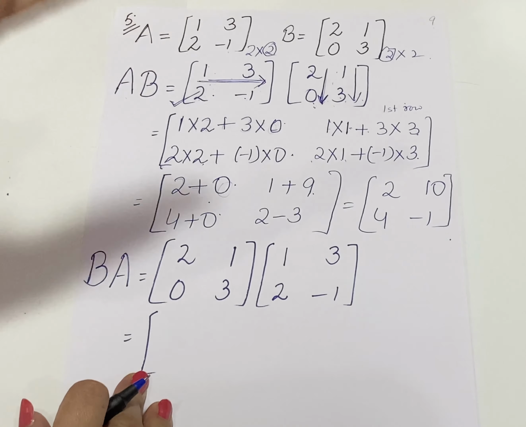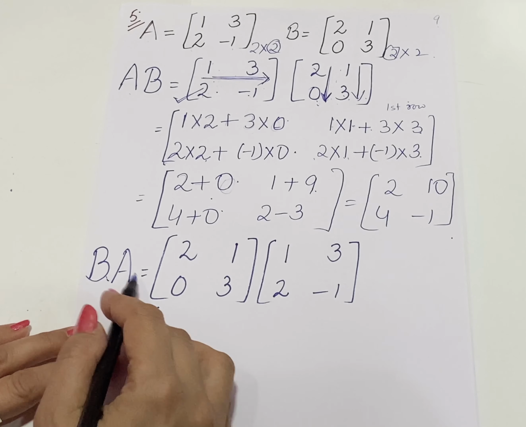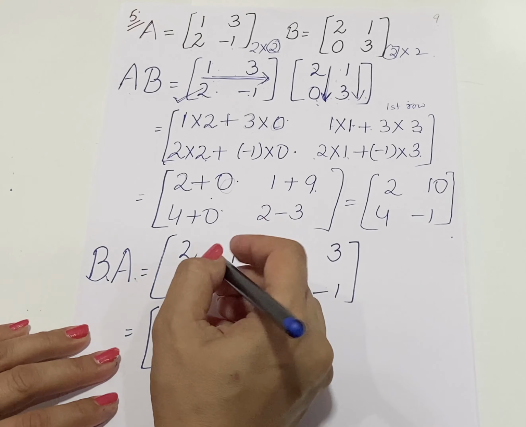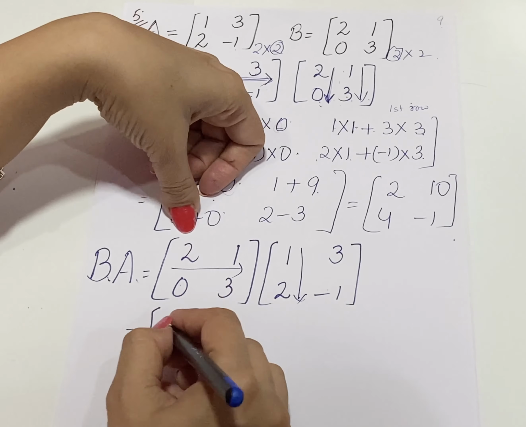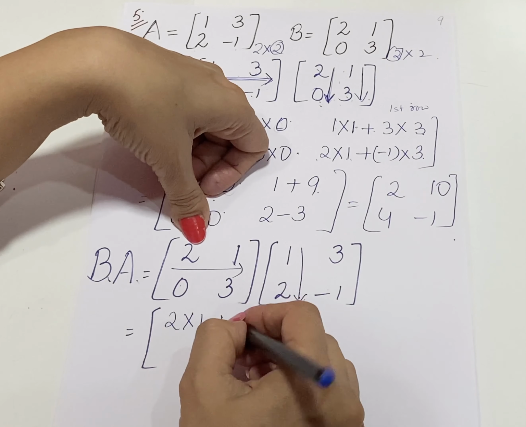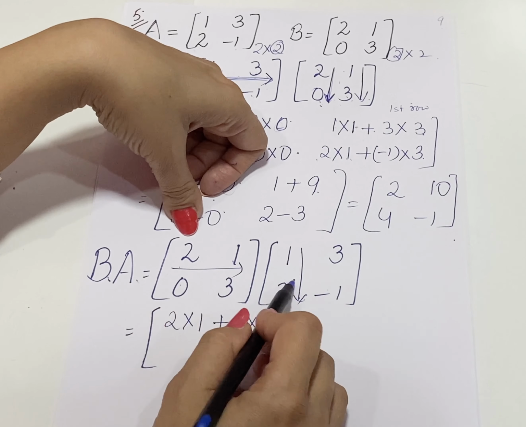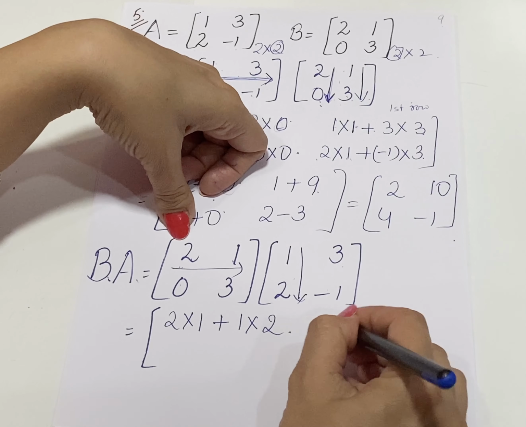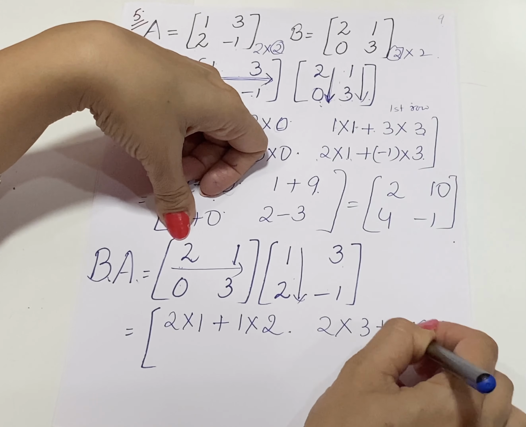Okay, now I am taking B into A. The same method is there, but it will be more clear to you. For B into A, the important thing is to first write matrix B, then write matrix A. Same, we are following first row, first column. So it will be 2 into 1 plus 1 into 2. Right? Now first row, second column. So 2 into 3 plus 1 into minus 1.